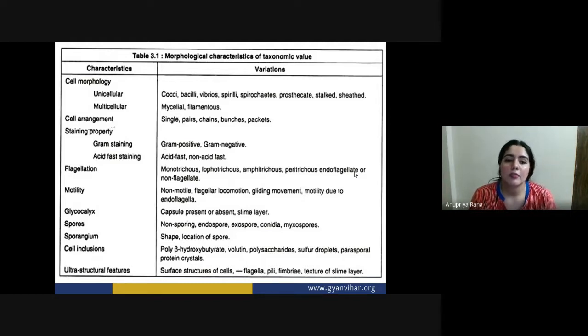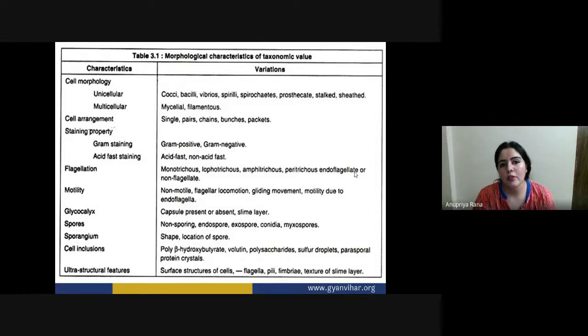Then secondly, the multicellular, they are the mycelial and filamentous. So in the mycelial and filamentous ones, you can see that they have multiple filaments in them, and the mycelia are basically compartments. If they have compartments, it means they are multiple in cellular structure. So on the basis of these characters, we can classify them into different groups.